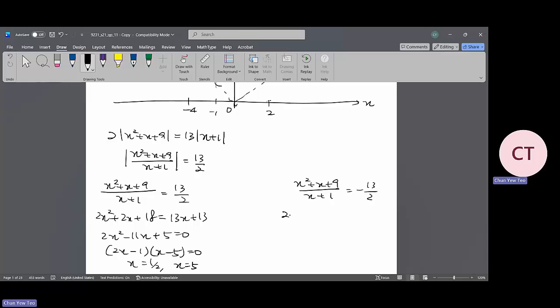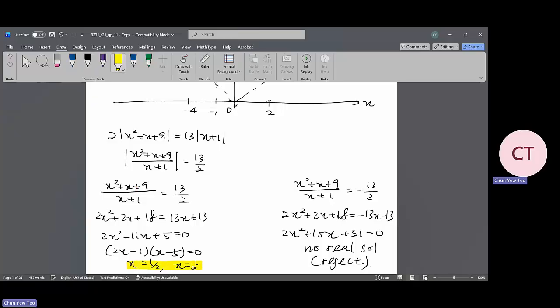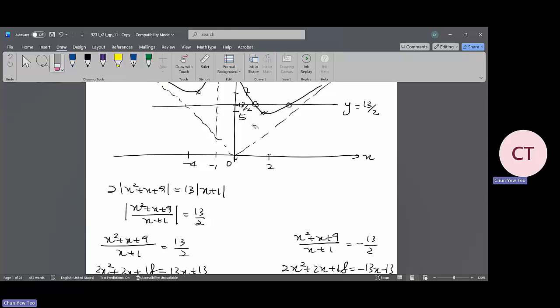This one, if you try to solve it, negative 13x minus 13, you will get 2x squared plus a 15x plus the 31 equal to 0. So over here, actually, you also can check that your discriminant is less than 0. So just say that no real solutions. Therefore, you reject it. So the 2 answers that we have over here, you can see from the diagram, is actually stated that this is a half and this is the 5.